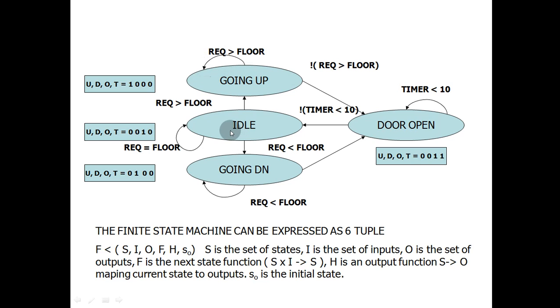So what it means is, first, the data will be in this idle state. As the required greater than floor condition is met, the value in the idle state will go up, to the going up state. Now if required is equal to floor, then the data will stay in the state. Now if required is less than floor, the data will move on from the idle state to the going down state. The finite state machine can be expressed as a 6-tuple.